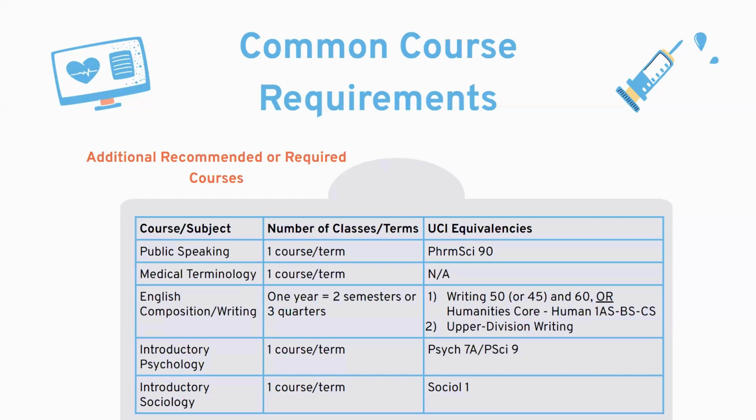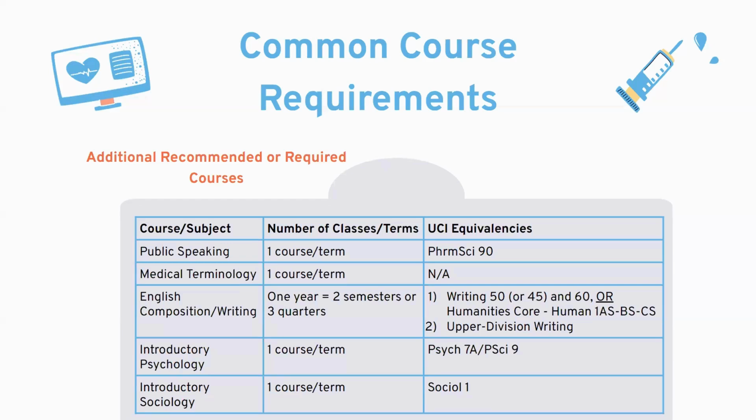So noted here, it's Writing 50 and 60, or Writing 45 and 60, or the Humanities Core series that covers lower division writing, and then your upper division writing for your major. And that should cover the full year of composition.